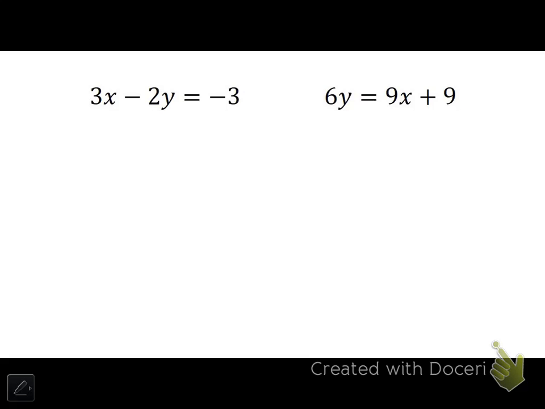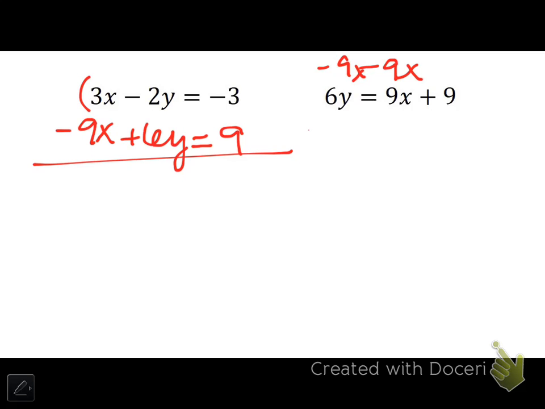Okay, it looks like y is almost by itself, but if I divided all of this by 6, I would get some ugly fractions. So let's try doing elimination and subtract 9x over. So then I would get negative 9x plus 6y is equal to 9. So we can multiply this top. Let's cancel our x's, so let's multiply by 3. So then I would get 9x minus 6y is equal to negative 9.